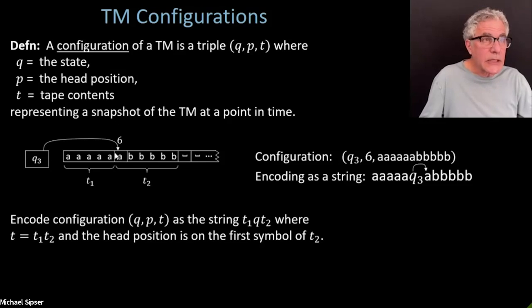Somebody says 6 here is just, this is 1, 2, 3, 4, 5, 6. The head is in position 6. That's all I had in mind for 6. And that's why that 6 is appearing over there, because that's the position of the head. Good. All right. So why don't we continue?